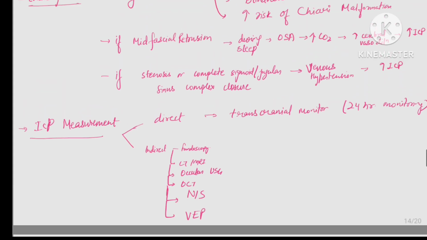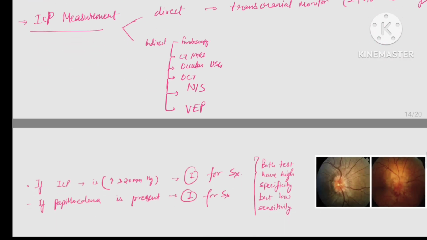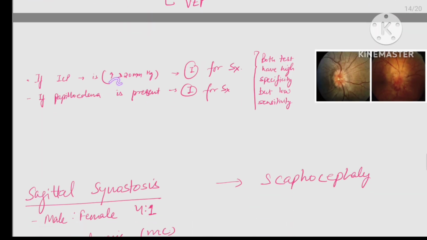Intracranial pressure can be measured directly or indirectly. Directly is through a transcranial monitor. Here we have to do 24 hours of monitoring. Indirectly it is through fundoscopy, CT, MRI, ocular USG, OCT, NIS and VEP. If ICP is increased more than 20 millimeters of mercury, or if papilloedema is present, both are indications for surgery. But the problem is that these tests have high specificity but very low sensitivity.